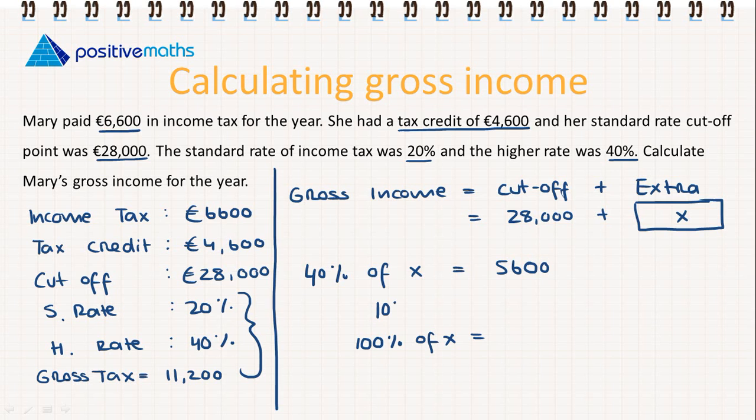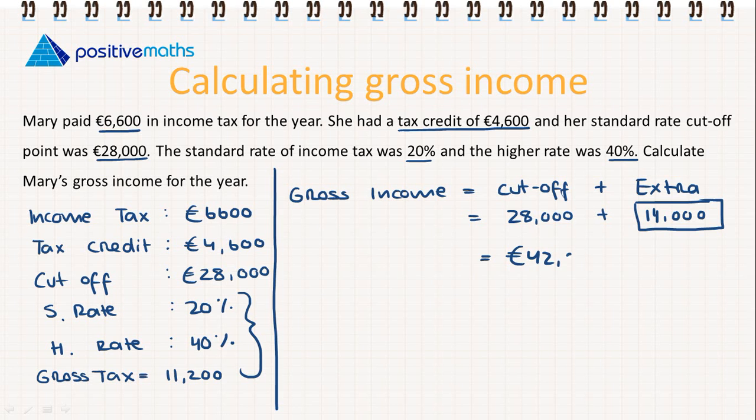So now that we know that 40% of X is equal to 5,600, we can calculate 100% of X. 40% is 5,600. So let's find 10% first. We can find 10% by dividing 5,600 by 4. So 10% is 1,400. So then 100% is going to be equal to €14,000. So that is X. X is equal to 14,000. So therefore, our gross income is going to be 28,000 plus 14,000, which is going to be €42,000.